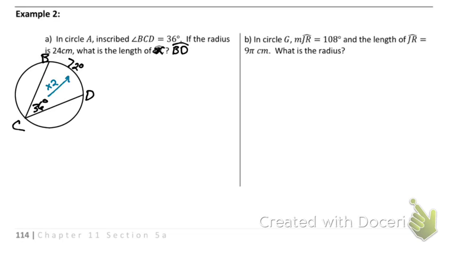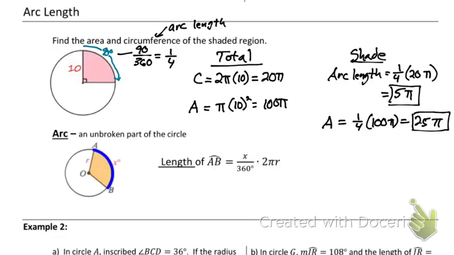That means our arc length is going to equal our degree of our arc, 72 divided by 360. We're going to multiply that by 2 pi r. Our r is 24. Remember, arc length deals with circumference. That's why we used our circumference there. 2 pi r is our circumference. Maybe I should have put that on here. Just a quick reminder, I forgot to write that on there, that 2 pi r just comes from our circumference.